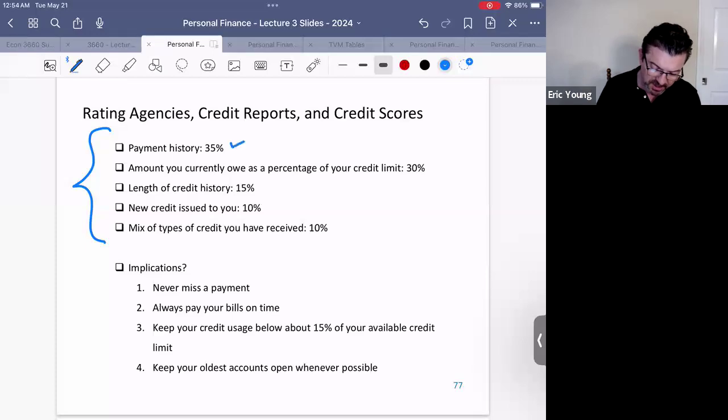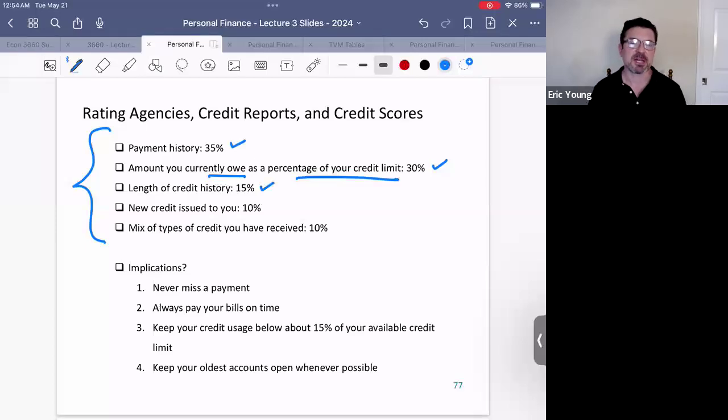The most important one is your payment history. Are you paying all of your credit card and all of your debt on time? That's 35%. The amount of debt that you currently have as a percentage of your limit, 30%. The length of your credit history, 15%. Now, obviously, if you're younger and you're just starting your journey, this one's going to ding you a little bit because you're just starting, but that's okay. You stay with it, and after a couple of years, you'll have a nice long credit history and you'll be okay.